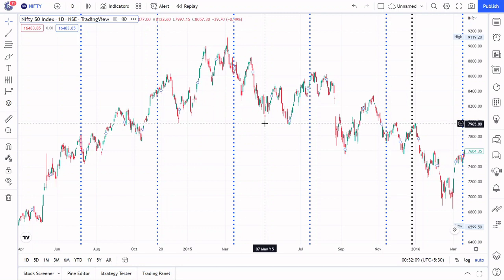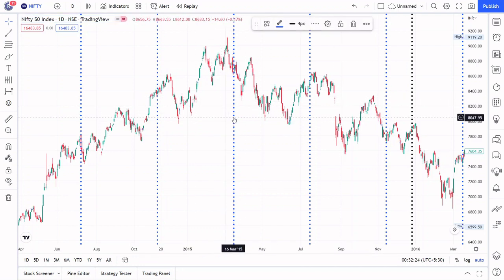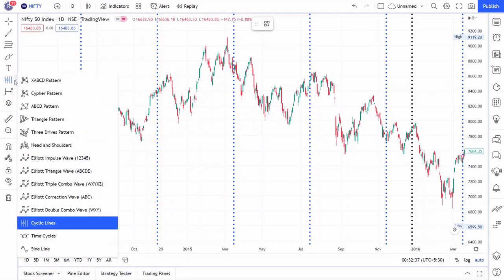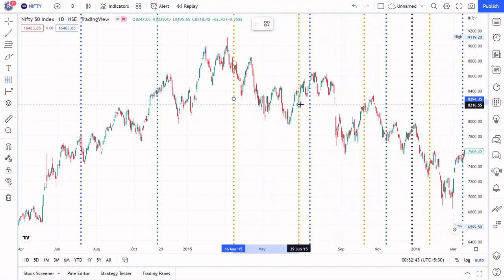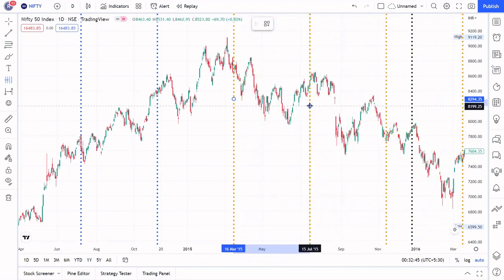So let me show you how to draw these time cycles. As I said, the starting day is very important, which I have already got. And now you just have to plot this on your chart. So select any day of this. Let's select this line, 16th March 2015, and your second date has to be 15th July 2015. If you have these two days, all you have to do is make use of this tool. The name of this tool is Cyclic Lines. Select your first day, select your second day, and your time cycles are ready.